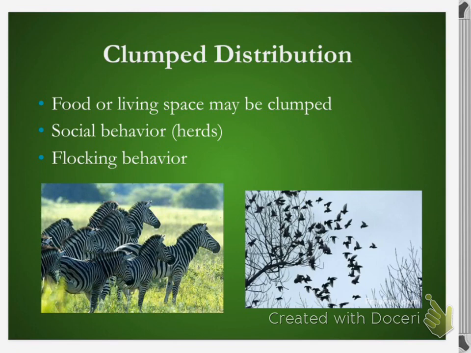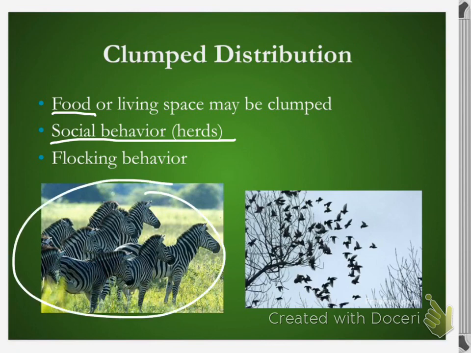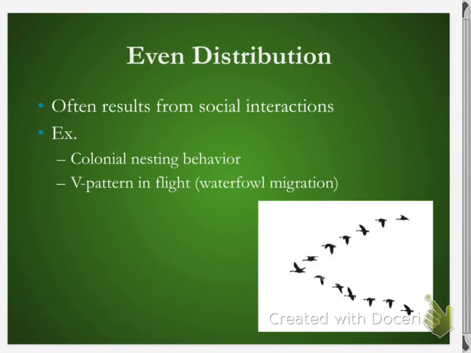So clumped distributions usually relate to either social behavior, I'd like to be near you, please, we're going to clump up, or sometimes it's because food or some other resource is clumped. If we think about African water holes, we'll find lots of zebras at a water hole at one time, so they're there for the resource, but they're also there for safety. That's clumped distributions. In an even distribution, we find animals spreading themselves out, well, evenly.